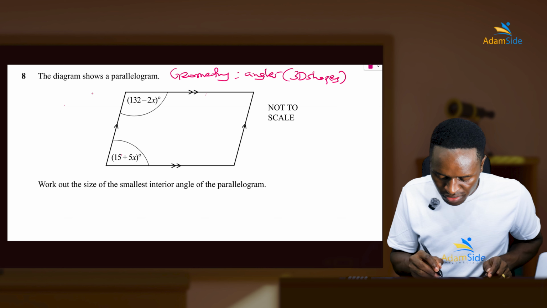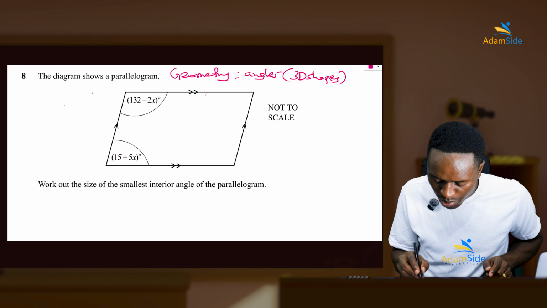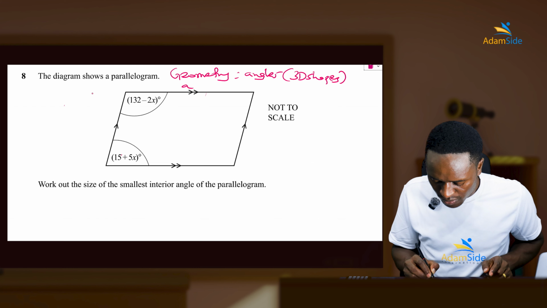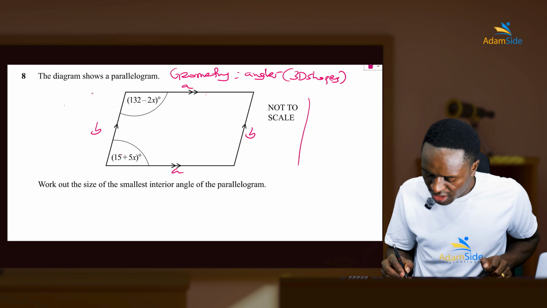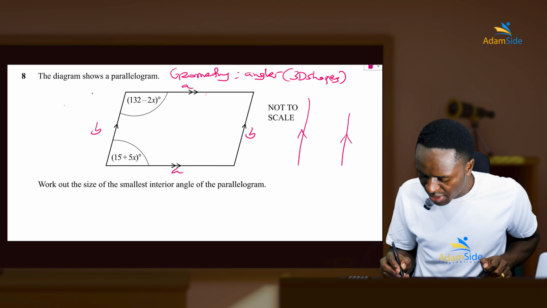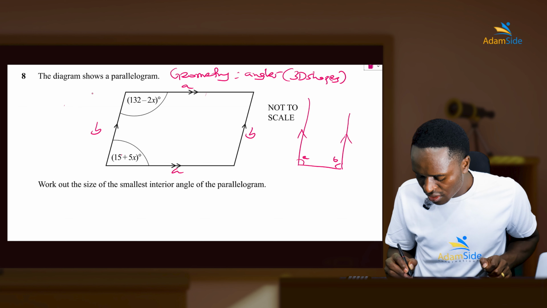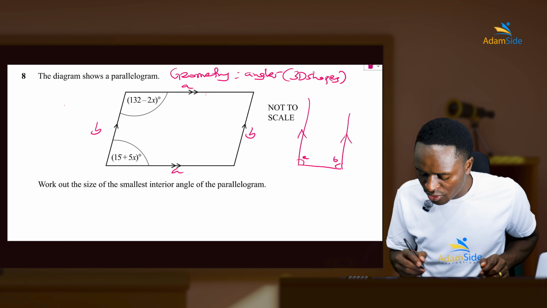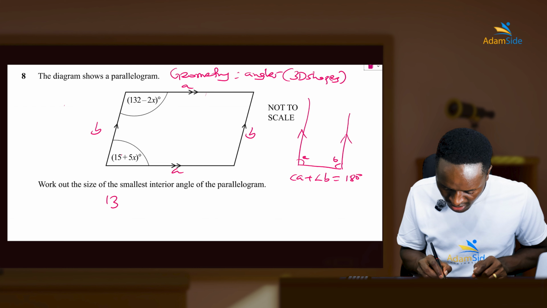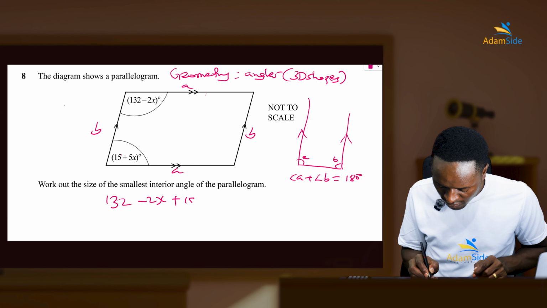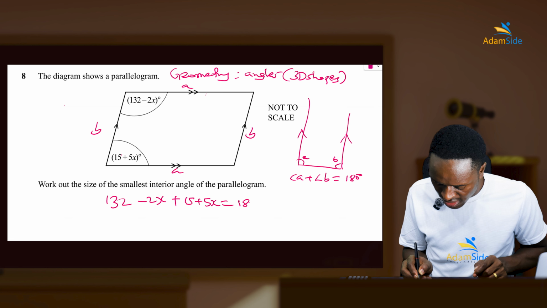A parallelogram has two pairs of parallel lines. This is A, which is also A, and then B, B. There's one principle: the angles between the two parallel lines in a parallelogram are supplementary. That means angle A plus angle B should add up to 180 degrees. In that sense, (132 minus 2x) plus (15 plus 5x) should be equal to 180 degrees.